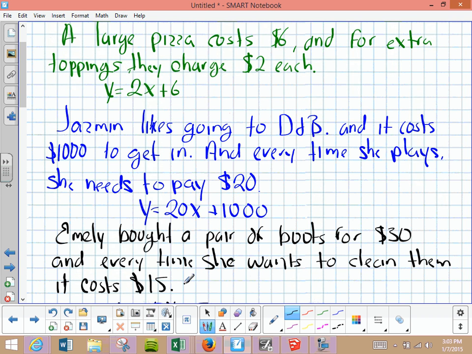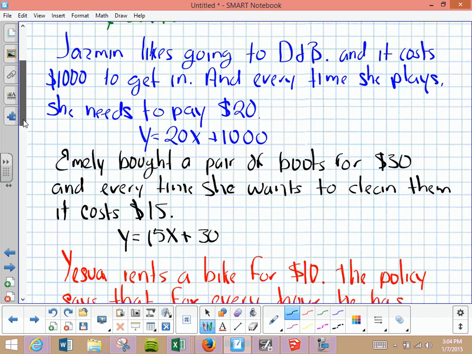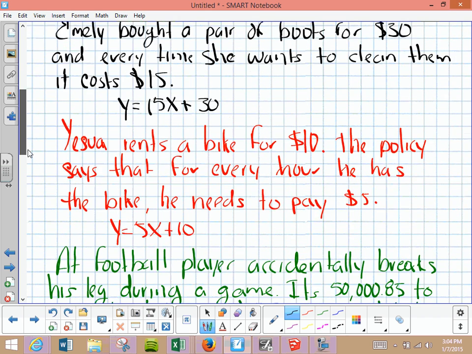Anyway, to get in, it costs you that much. That means that's going to be the B. That's the one that doesn't change, right? You have to pay that regardless. And every time she plays, she needs to pay $20. That's the one that changes, right? If you want to play 2 games, that's 20. So the equation would be y equals 20x plus 1,000. That wouldn't work.